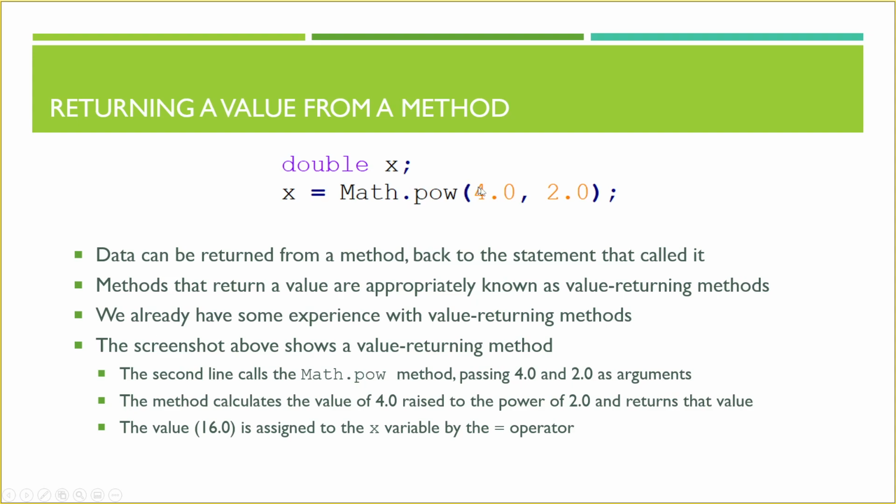So this method call raises 4 to the power of 2 and returns it to something, right? We have to return it to a statement that calls it, right? We're calling Math.pow. Where are we going to put that return value? Well, we can assign the return value to a variable, right, in order to actually have that 4 to the second.